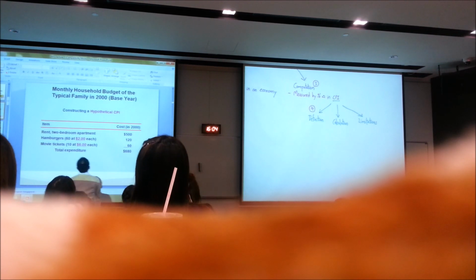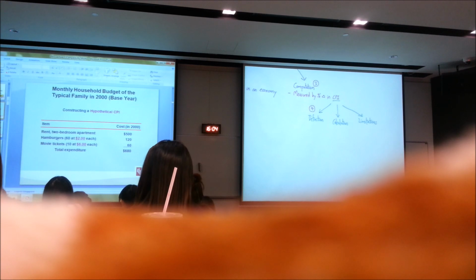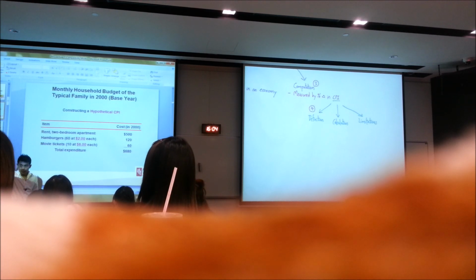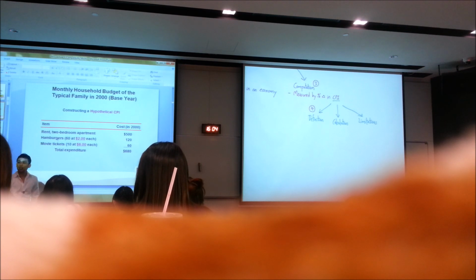So, step 1. Choose a base year. What is the base year? 2000. You see here? Typical household in 2000. Base year. We choose 2000 the base year. Okay? 2000. Step 1. Step 2. Choose a standard basket of goods. In your curriculum, it's always given, you don't need to choose, okay?